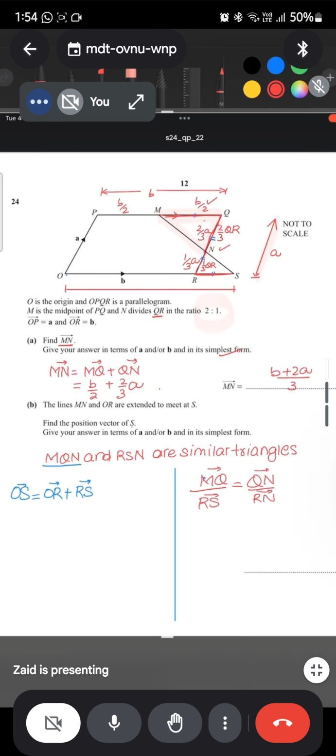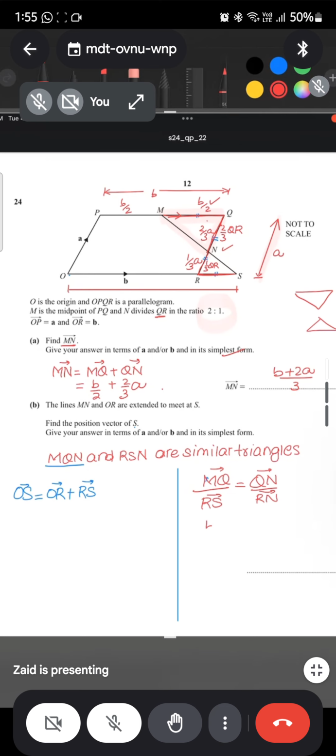Exactly. They're looking alike. Just look at this. This is a triangle and this is a triangle. They're similar, like similar triangles. So their ratios are going to be the same. Okay. The ratio is going to be same.